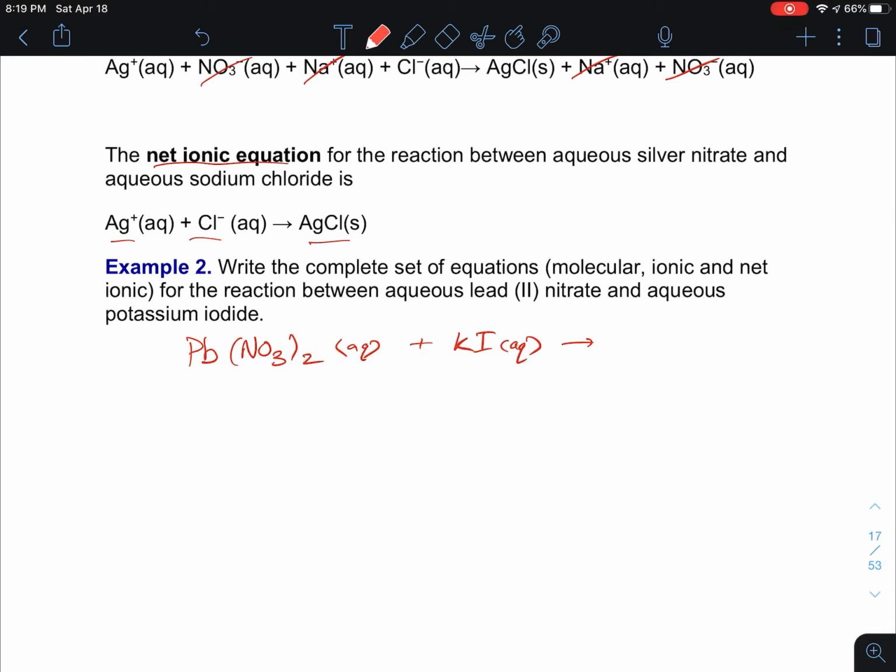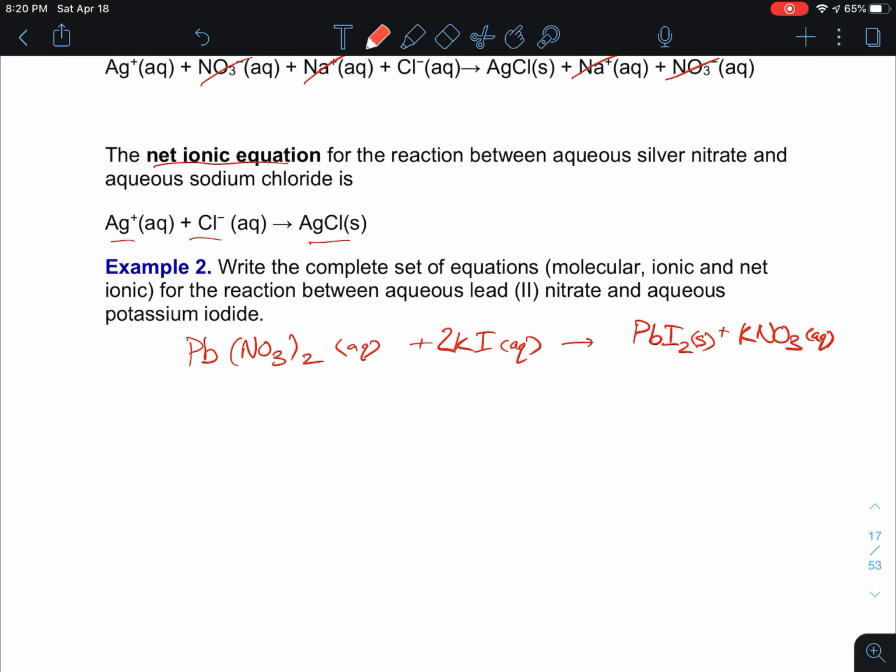The lead nitrate and the potassium iodide are going to switch partners. So we are going to get the lead iodide and the potassium nitrate, and we're going to check for aqueousness. We know that all first column metals are soluble with essentially everything, and nitrates are also very, very soluble. Iodine is usually very soluble, except in the case of mixing with lead. And then we have to do a little bit of balancing.